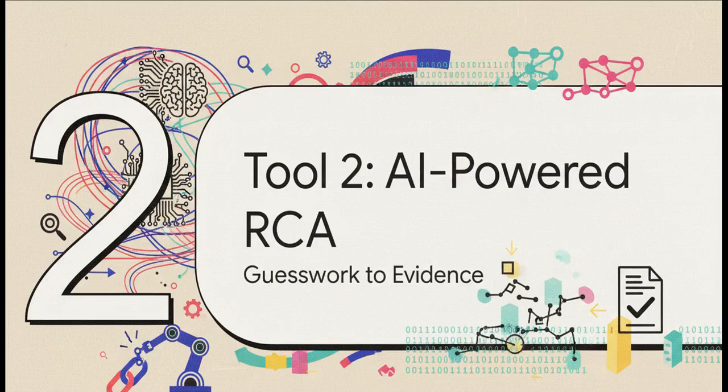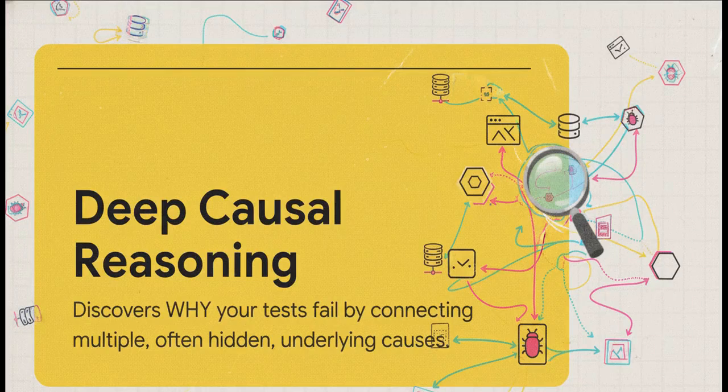Okay, so we've got our first tool, this structured prompt. Now let's apply it to one of the biggest time sinks for any QA team, root cause analysis. It is time to upgrade our RCA from just guesswork to pure, hard evidence. This tool is all about something called deep causal reasoning. I know, it's a fancy term, but the idea is actually pretty simple. Instead of just finding a single failure point, the AI looks for all the hidden connections, the complex interactions between the browser, the server, and a specific piece of code that are the real source of the bug.